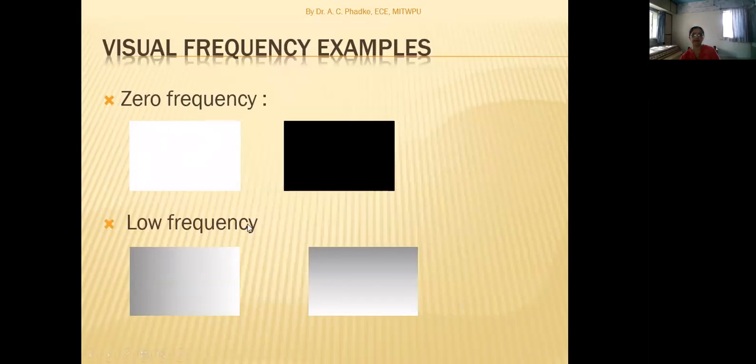If you look at these first two images, in the very first image all pixel values have the brightest gray value, that is white, so all pixels have value 255. In the second image, all pixels have value 0, so it looks completely black. Now, if we talk about frequency contents for these two images, we can say that these two images have 0 frequency value because all these pixels have the same value.